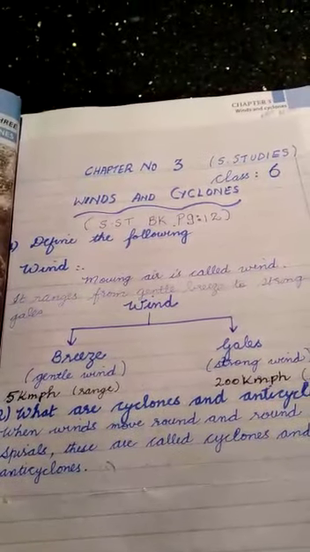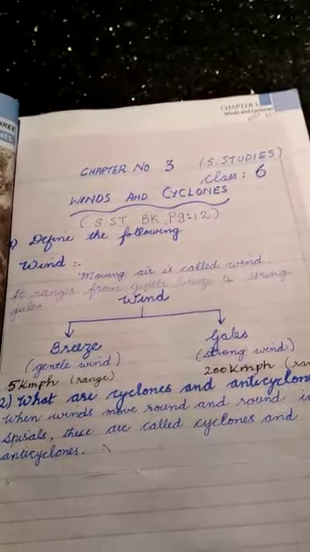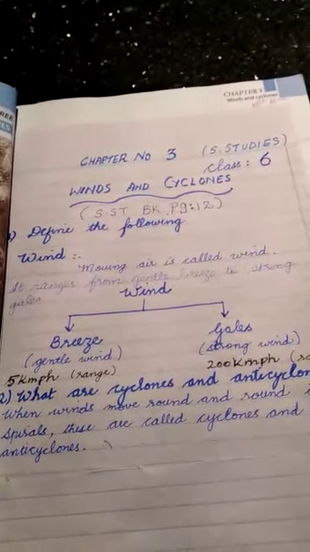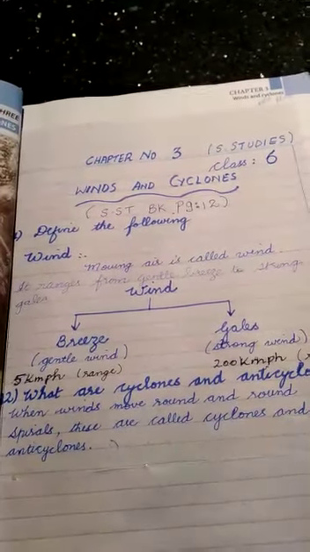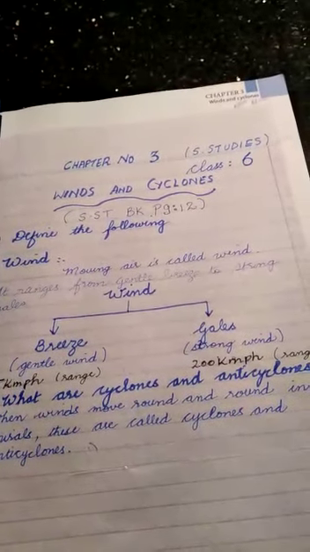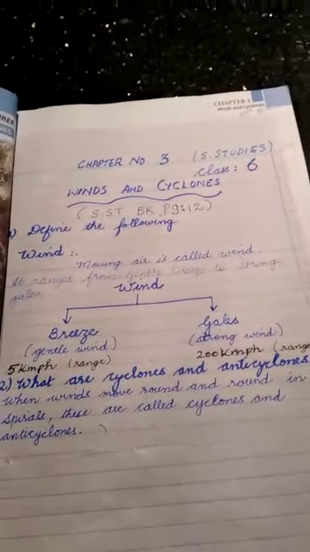So first of all, we will define wind. Moving air is called wind, and it ranges from gentle breeze to strong gales. So winds are of two kinds, and the gentle one is called breeze, which ranges up to 5 km per hour, and strong winds are called gales, which range up to 200 km per hour.